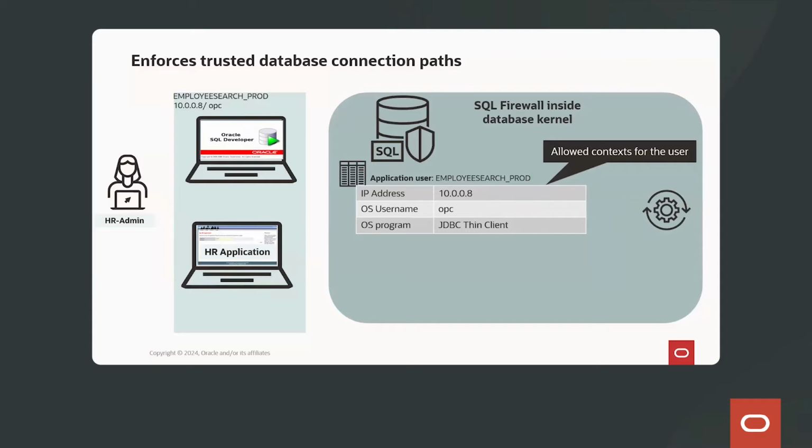Now, if the same HR admin is trying to use this database user to connect directly via SQL Developer, what happens is we're checking again the allowed context here, and we're seeing, oh, the operating system program is a different one than what is allowed, and we're rejecting the execution here.